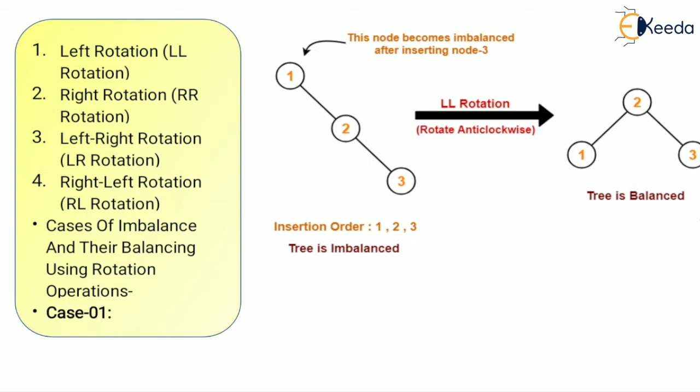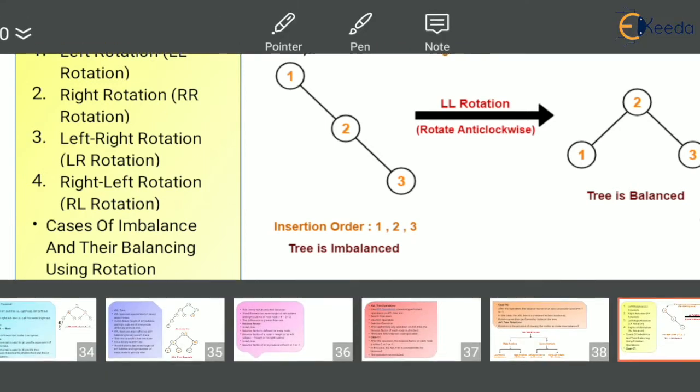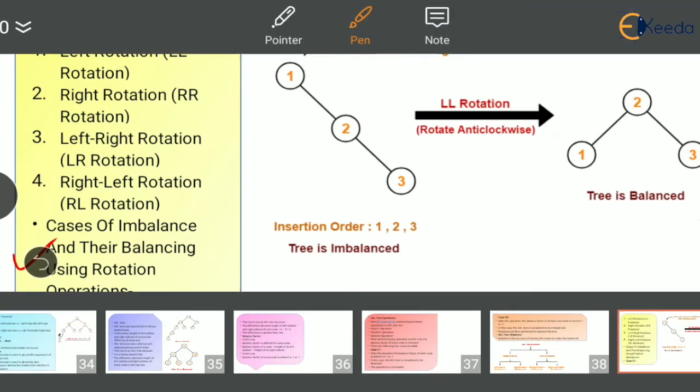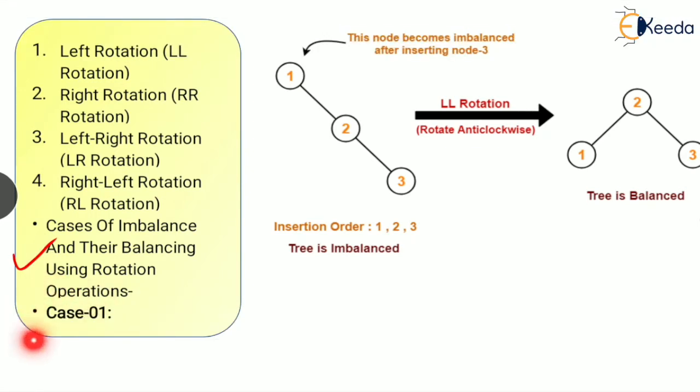Now cases of imbalance and their balancing using rotation. The next sub point we start with this, that is cases of imbalance and their balancing using rotation. So for that, the case one we are considering over here. So this is the case one. Now in this case one, this node becomes imbalanced after inserting node 3. Now how will it happen?